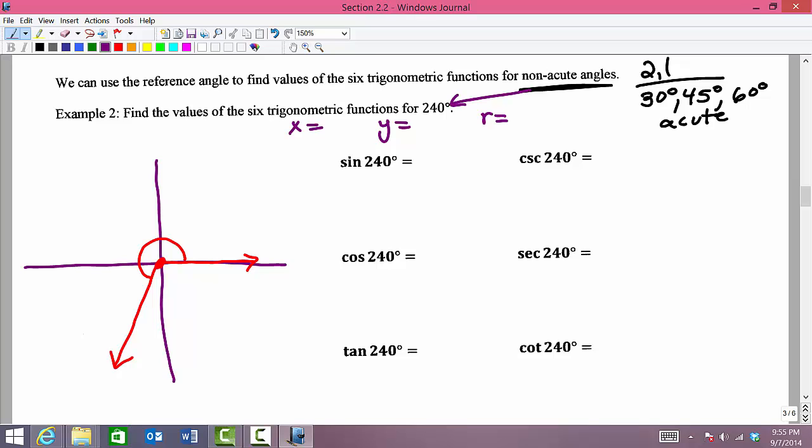So first of all, let's find the reference angle. The reference angle for 240, of course we want to know what this angle is here. Well, if this is 240 degrees, the nearest x-axis would be thought of as 180 degrees. So we want to do 240 degrees minus 180, and that gives us 60 degrees. So our reference angle is actually 60 degrees.